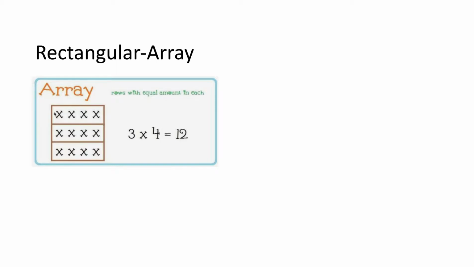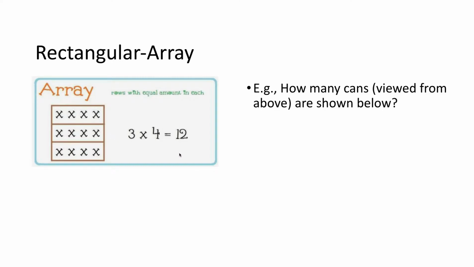In a rectangular array, you can see how many rows or how many columns there are. So in this example, I'm showing the rows. How many rows are there? Just like groups, I have 1, 2, 3 groups or 3 rows, and in each row I have 4 x's. So I have 3 rows of 4 x's. The total is 12 x's, right?